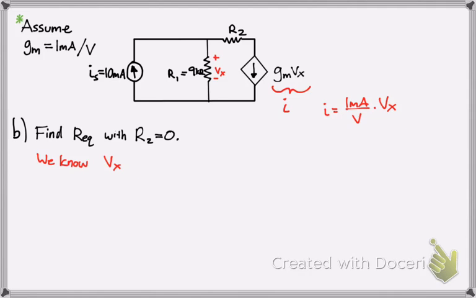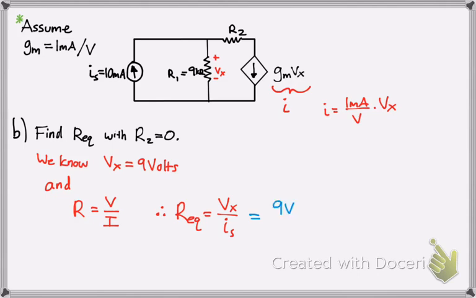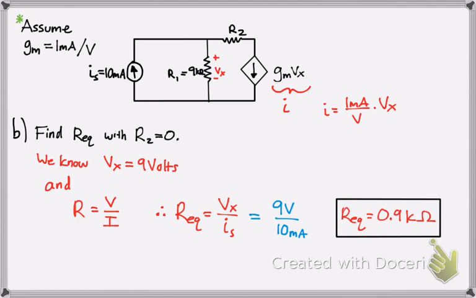We know Vx is 9 volts, and Ohm's law rewritten is R equals V over I. Since we have Vx, we can find Req because we know the current source on the left is 10 milliamps. So we just plug and chug. 9 volts over 10 milliamps gives you 9/10, which is 0.9. Notice the units, there was milliamps in the denominator, so our resistance will be in kilo ohms. So that's our equivalent.